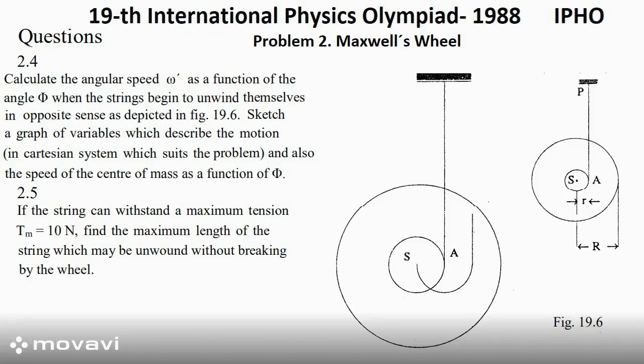Question 4. Calculate the angular speed omega prime as a function of the angle phi, when the strings begin to unwind themselves in opposite sense, as depicted in Figure 19.6. Sketch a graph of variables, which describe the motion, in Cartesian system, which suits the problem, and also the speed of the center of mass as a function of phi. Question 5. If the string can withstand a maximum tension T_m equals 10 newtons, find the maximum length of the string which may be unwound without breaking by the wheel.